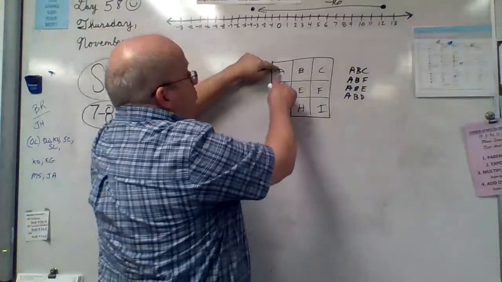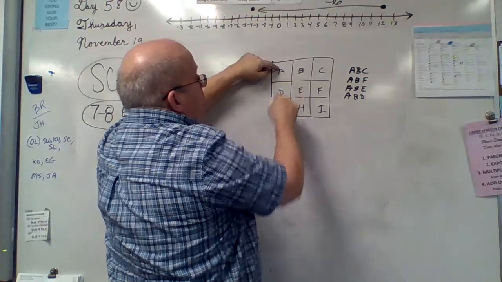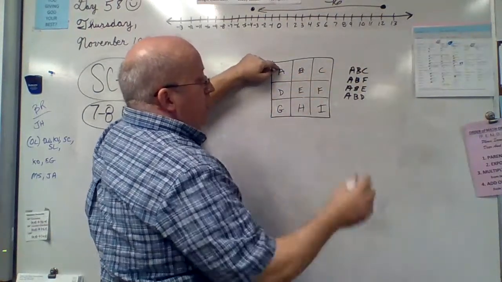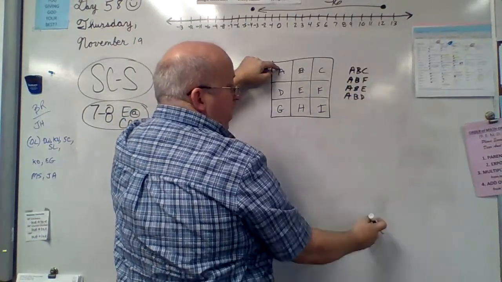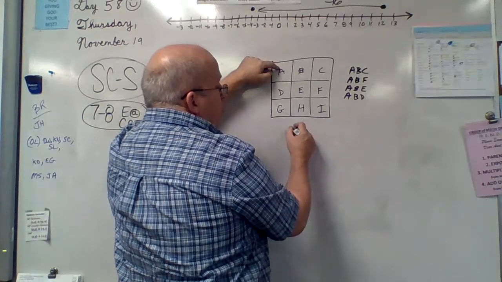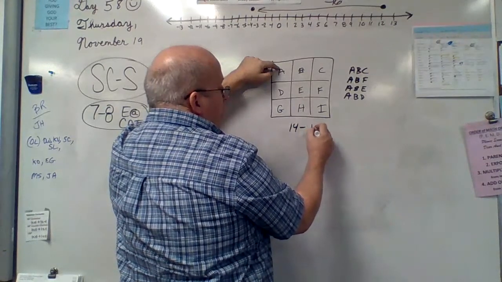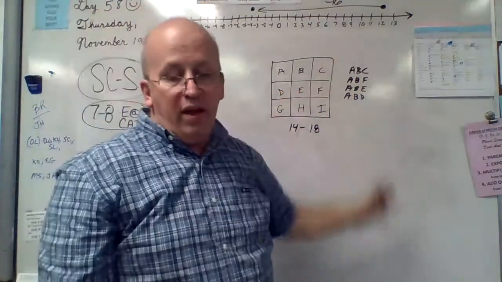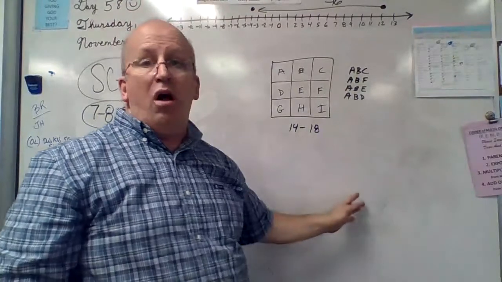But you don't have to just go through B, right? You could go through E, you could go through D, and so you've got to finish this whole thing. And I'm going to give you a clue on this one. I'm going to tell you that the amount of answers you're going to find is somewhere between 14 and 18. I'm not going to tell you which number it is, but you need to list all of them.